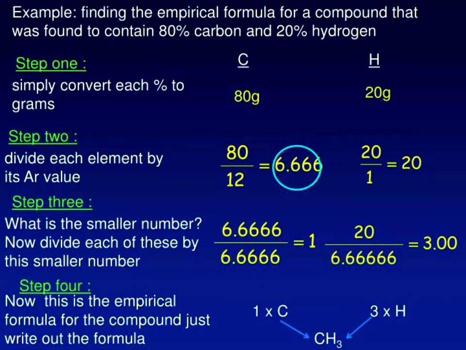80 divided by 12 equal to 6.666 for carbon and 20 divided by 1, that is equal to 20 for hydrogen. The third step is to find the smallest number among these two numbers, and it is 6.666, and we should divide each of these numbers by 6.666, and we will get the answer as 1 for carbon and 3 for hydrogen. Using these numbers as subscript, in step 4 we should write the empirical formula, and we will get the empirical formula as CH3.